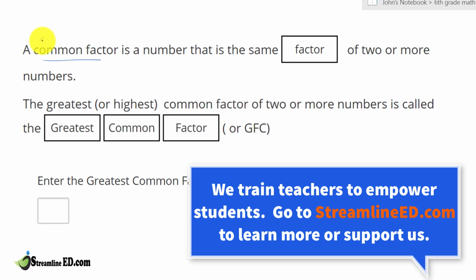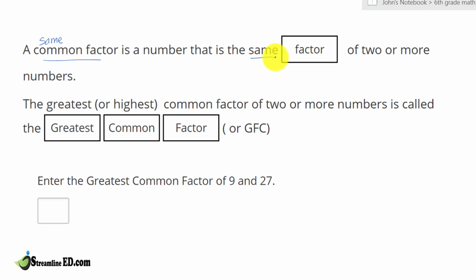When you see the word common, think of the word same. A common factor is a number that is the same factor of two or more numbers. So we'll look at two or more numbers and see what are the common factors that multiply to get those numbers. And then we have the greatest common factor. When you think of the word greatest, think of the word highest or largest. So that is just another way of saying greatest. So the greatest common factor of two or more numbers is called the greatest common factor. That's pretty easy, isn't it? It is abbreviated by GCF.